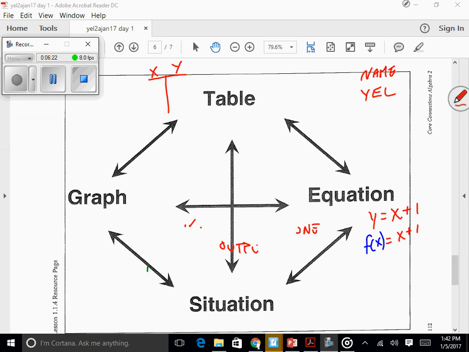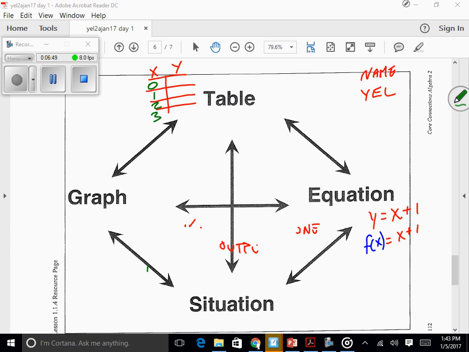Nonetheless, table. How do I get a table? Tables usually, in your graphing calculator, it's going to offer it to you. Usually the most important numbers you start off with are 0, 1, 2, 3. Because you got Algebra 2, they might go 0, positive 1, negative 1, positive 2, negative 2. For the purposes of this little guy, I'll put in my standard: 0, 1, 2, 3.